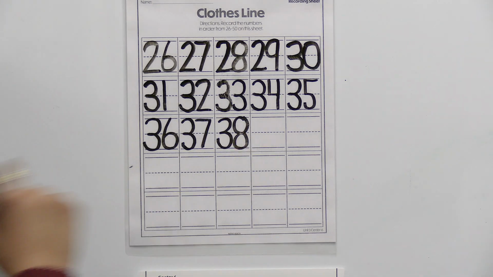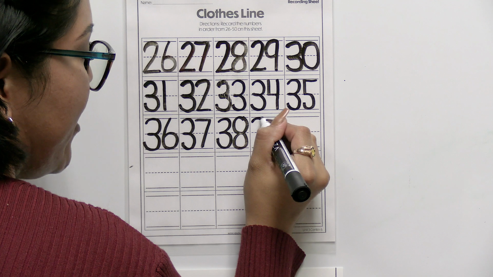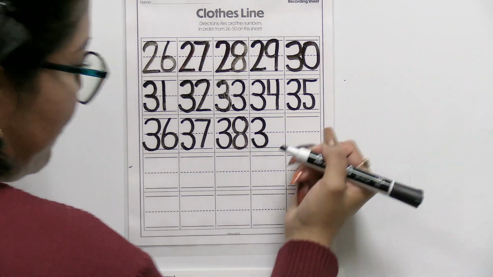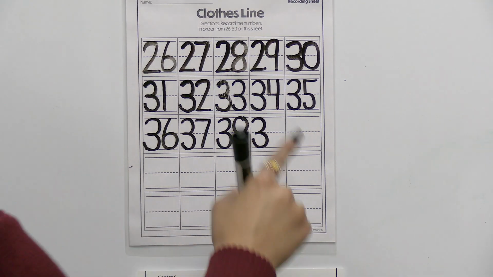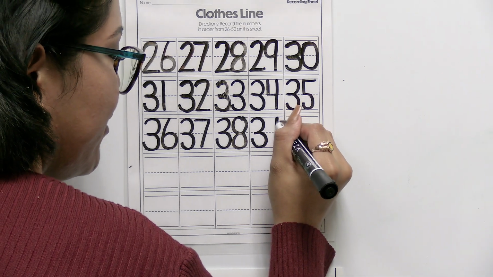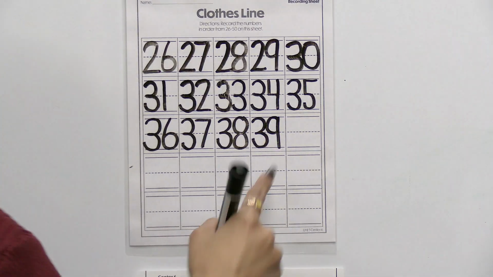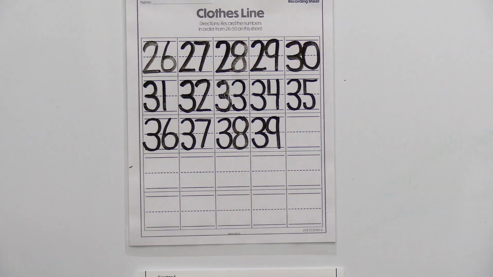Okay, let's write 39 next. 39. So let's start with the number 3. Write the number 3, and then let's write a 9. So we're going to make a line, go straight down, and then do a half circle, stop at the dotted line. 39.